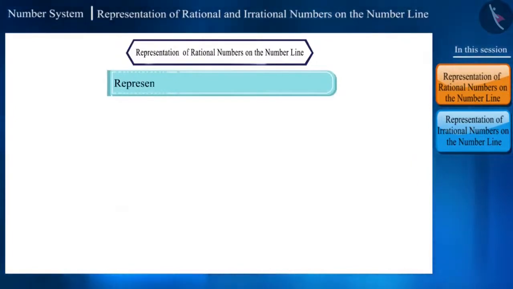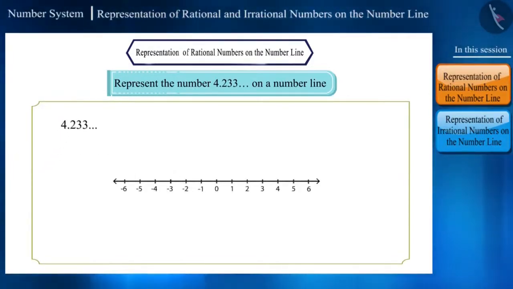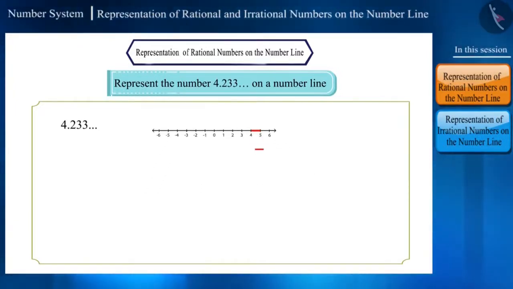Let's take one more example. Represent the number 4.233 on a number line. This is a non-terminating recurring number. How will we represent this on the number line? Let's see. Friends, this number will lie between the numbers 4 and 5. This is a large range, so locating the number at the right position would be difficult. So let us divide this range into 10 equal parts.